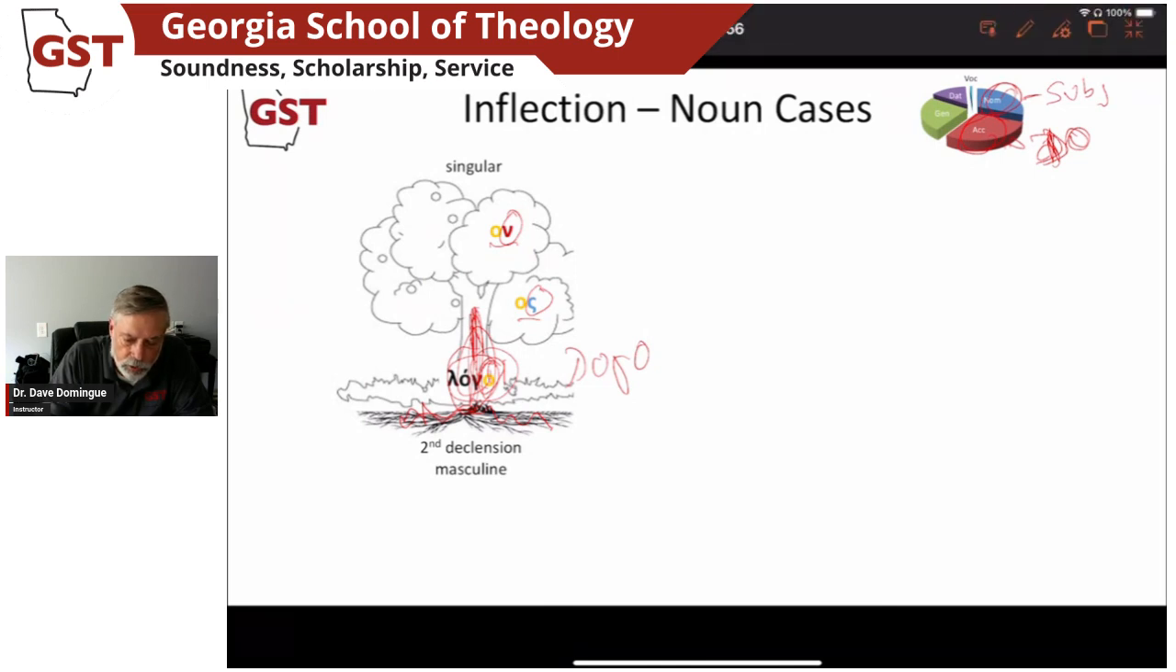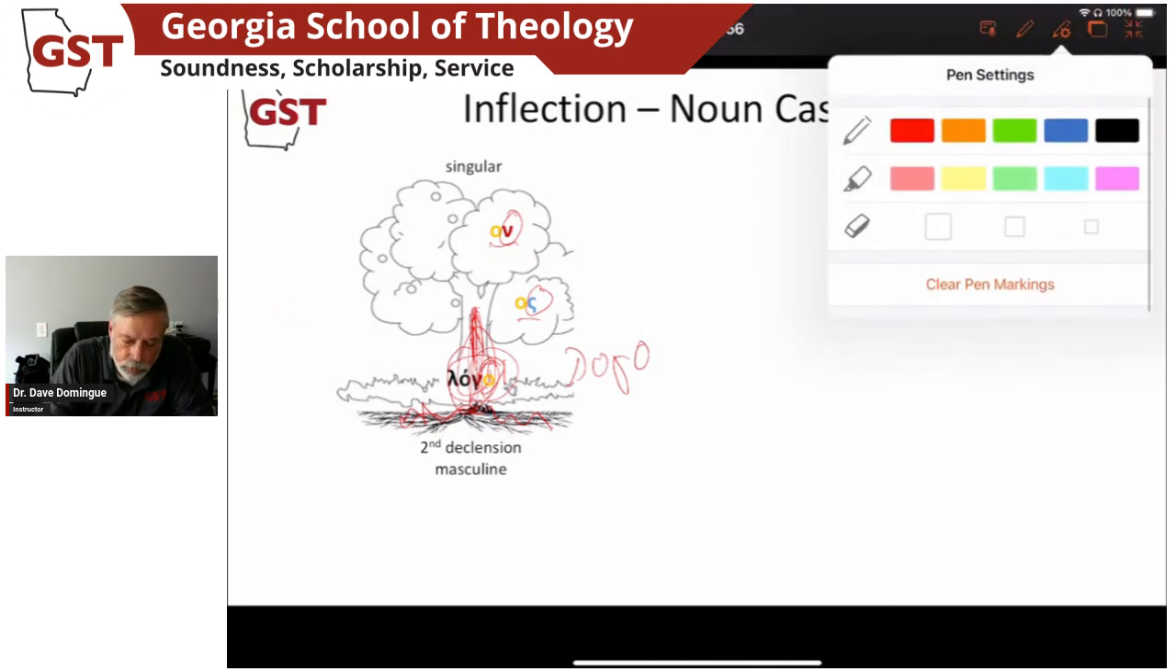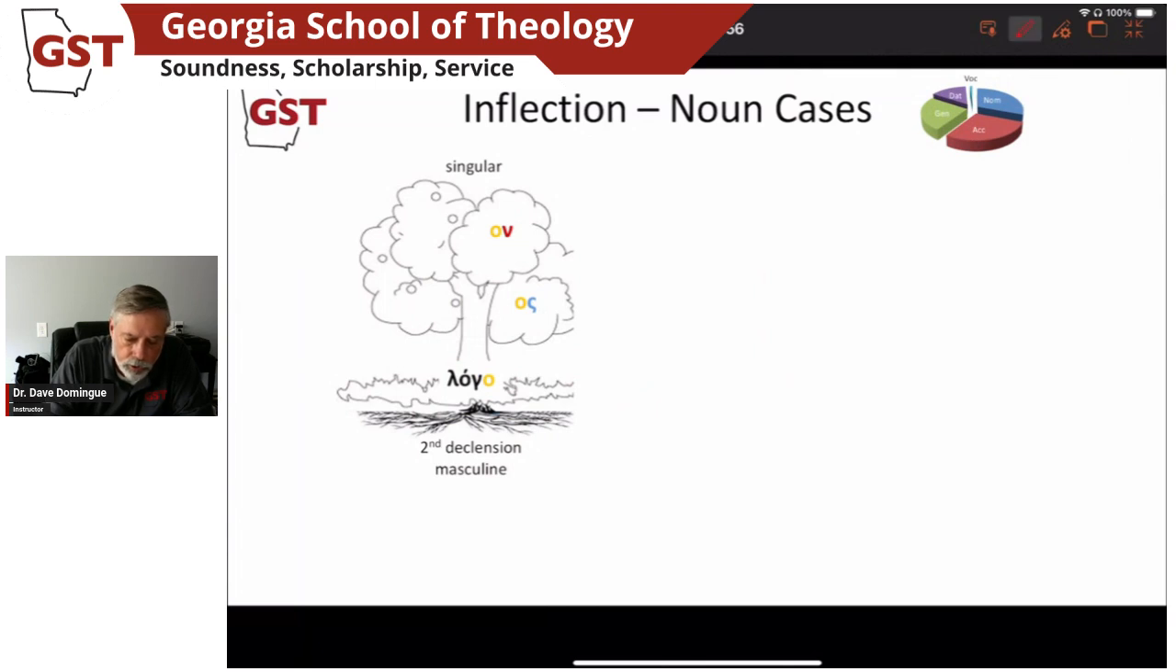And let me clear this because it's too messy. I'm just trying to be a little smarter, a little neater with this. Okay, so this is our stem right here. And then we have our case endings, or our leaves or branches, however you want to look at it. And right now we're only focusing on the nominative and the accusative.